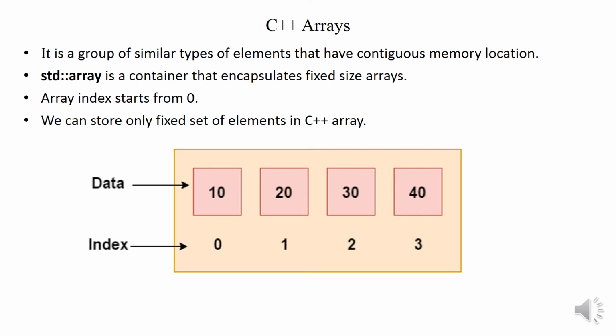And we can store only a fixed set of elements in a C++ array. So that is the advantage as well as the disadvantage of array also, because we use only fixed, continuous memory locations. We do not change those memory locations at runtime.